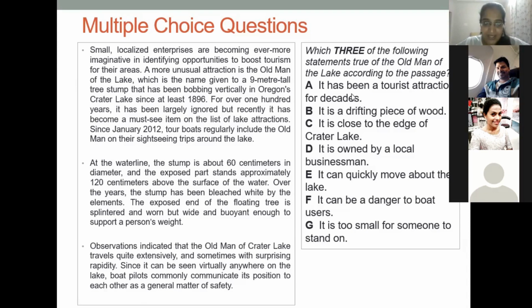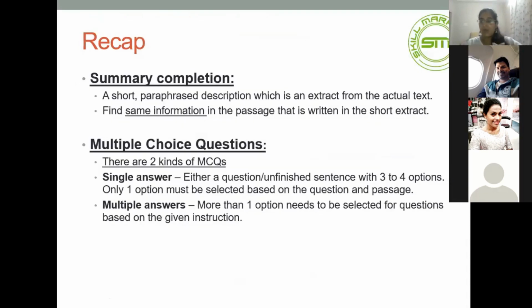All right, a quick recap. Today we finished summary completion and multiple choice questions, and we've understood that summary completion is nothing but a small part of the larger text, which is restructured and reframed. And then multiple choice question has 2 kinds, single answer and multiple answers. In multiple choice, multiple answers, you will have check boxes. And in multiple choice, single answer, you only have radio buttons. This is a simple way to understand.